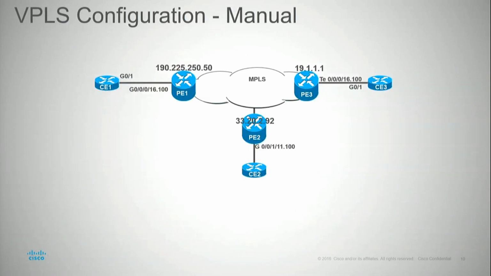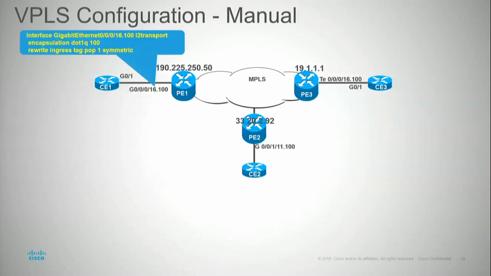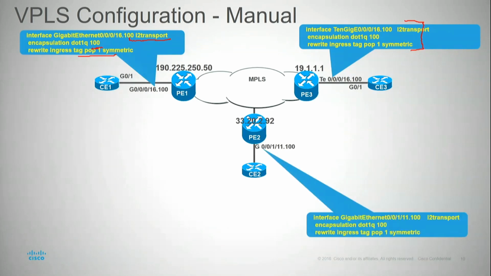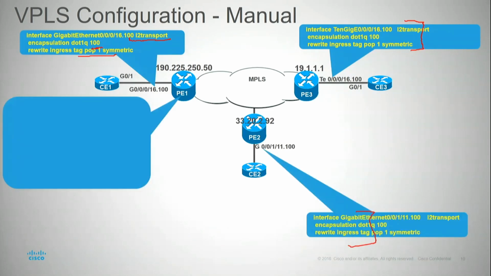So we can see the configuration here. Here the interface is configured as L2 transport, here is the VLAN, and here is the rewrite ingress tag 1 pop symmetric. The configuration is almost similar on the other attachment circuits for the other PEs. So now we will see the VPLS configuration.